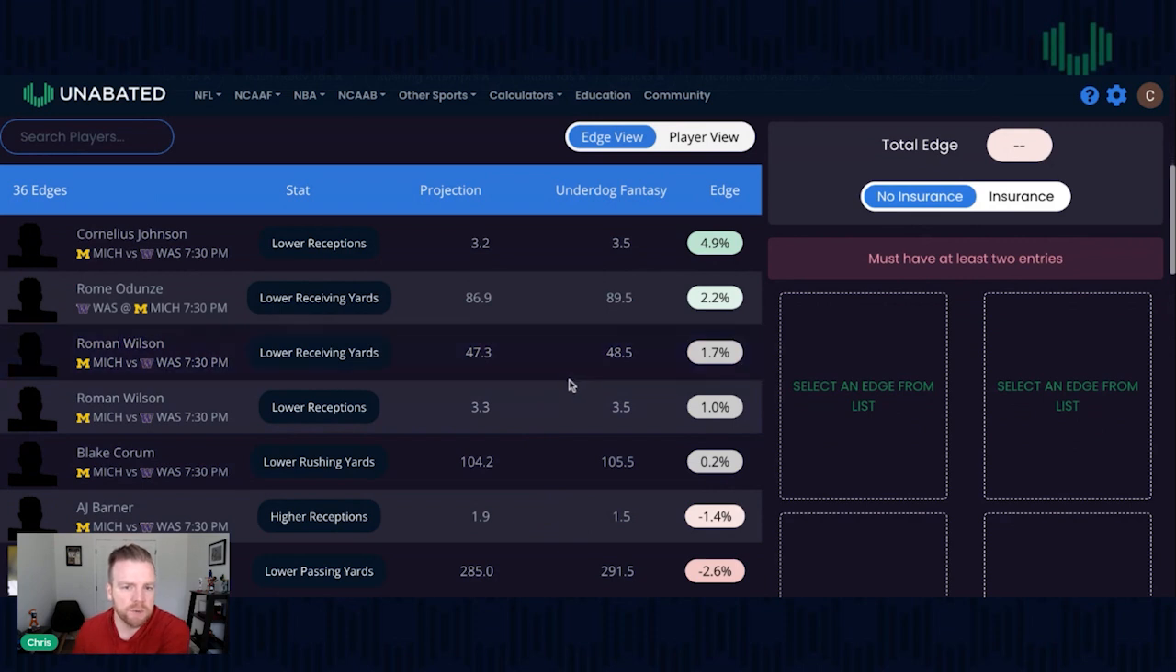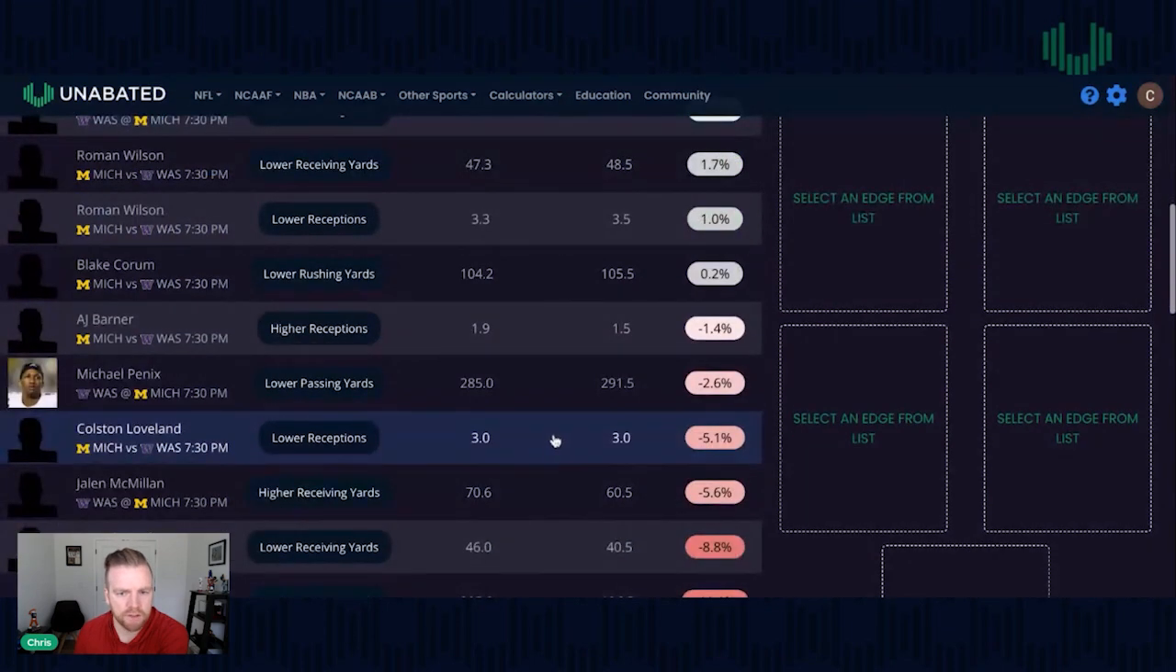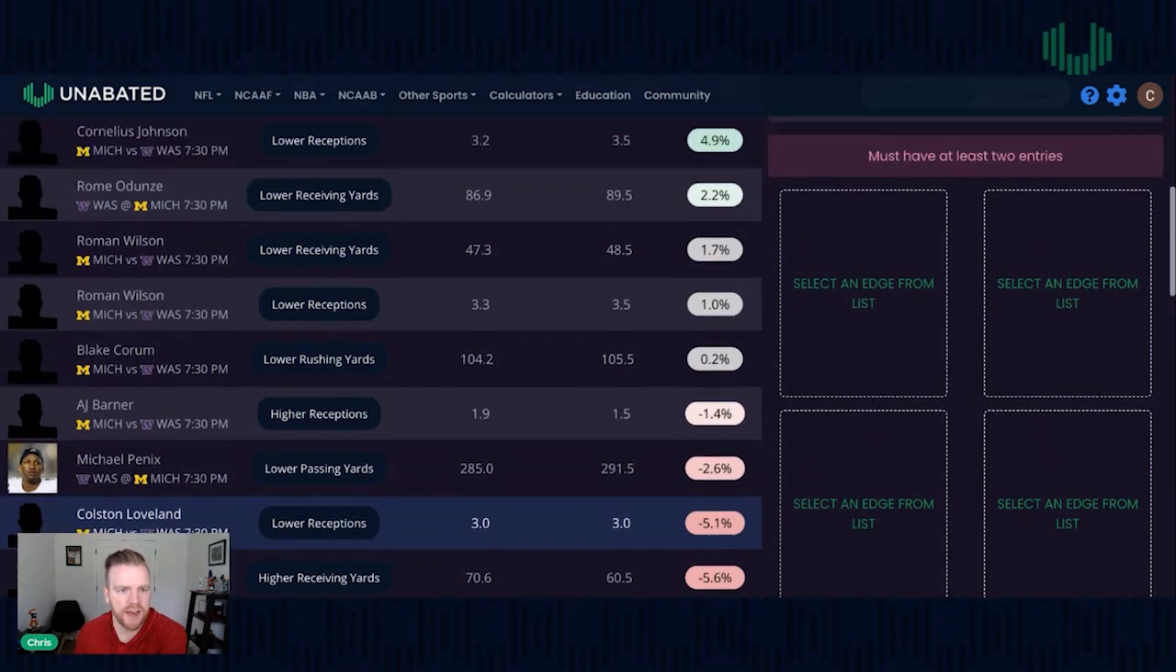That's going to be conceivably a better thing for Cornelius Johnson and Roman Wilson, as these other receivers aren't going to be in the mix as much. And then Colston Loveland is dead on at the 3.5 number. I don't necessarily think that this changes either way. Loveland gets plenty of targets and snaps regardless of three receiver versus two tight end. So I'm not necessarily in on that as much.